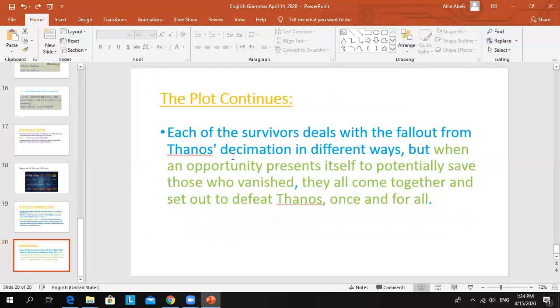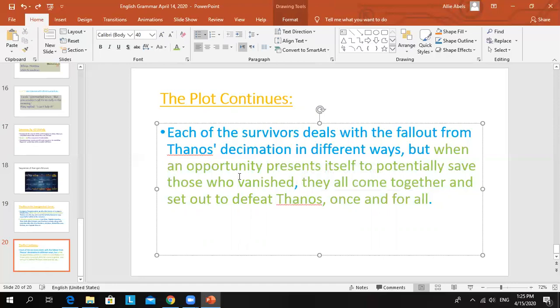Then, after that, each of the survivors, after Thanos snapped his fingers and destroyed half of the universe, dealt with the fallout from Thanos' destruction in different ways. But when an opportunity presented itself to potentially save those who vanished, they all came together and set out to defeat Thanos once and for all. So importantly, at the end of Avengers Endgame, all of the Avengers came together, they sorted out their differences, and they basically defeated Thanos, and the universe was saved.